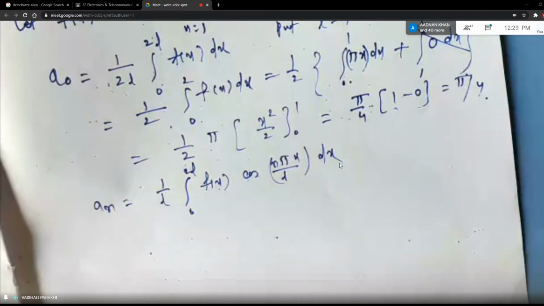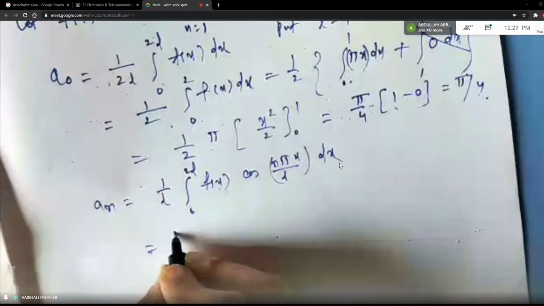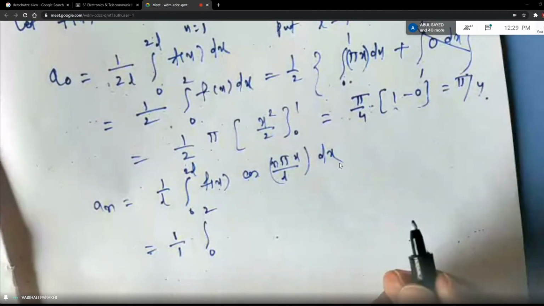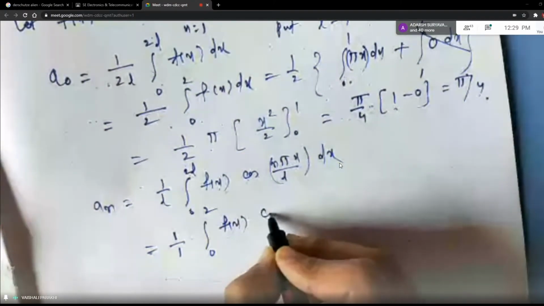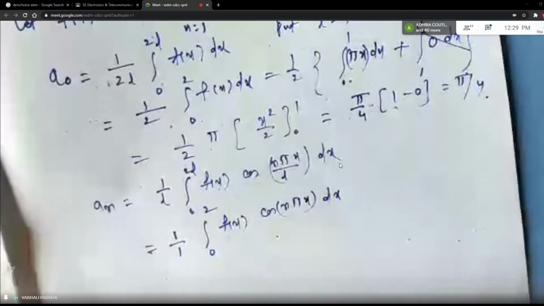the integral carefully, that's all. There are no complications in this. 1 by L means what? 1 by 1, no? Because your L is 1. 0 to 2L means 0 to 2 f of x cos of n pi x upon L. But L is 1, so no need to write upon 1, students, here.